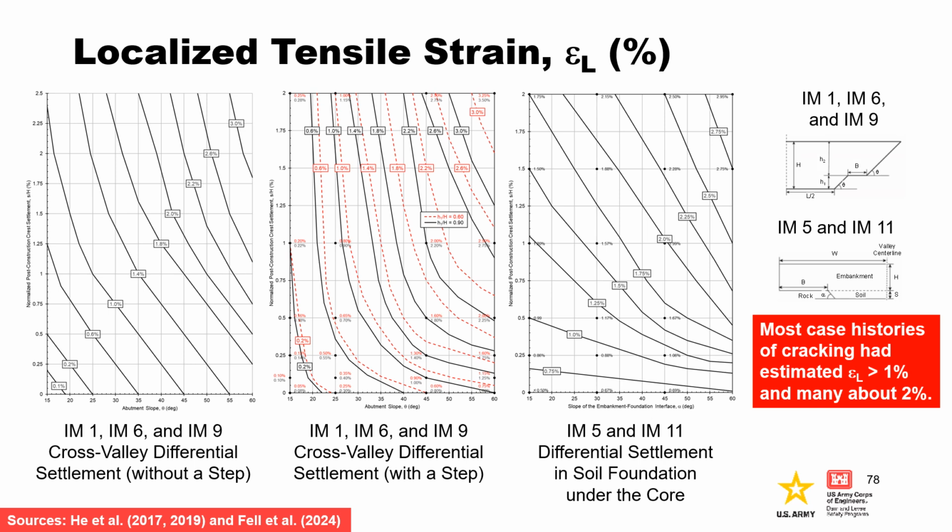The probability of transverse cracking is estimated by first estimating localized strains as a function of the post-construction settlement and the valley geometry. The potential width and depth of cracking are estimated from the localized strains. For important decisions on dam safety and upgrades, these should be estimated by cross-valley numerical and crack propagation analyses.